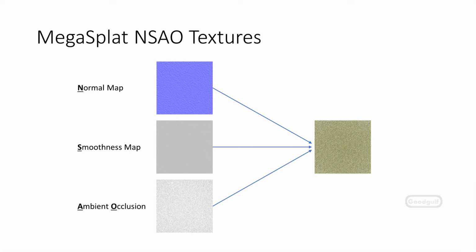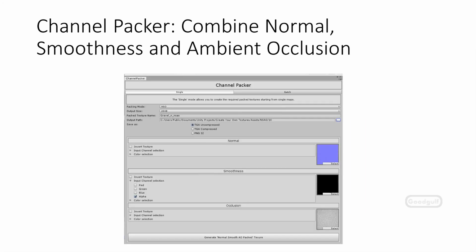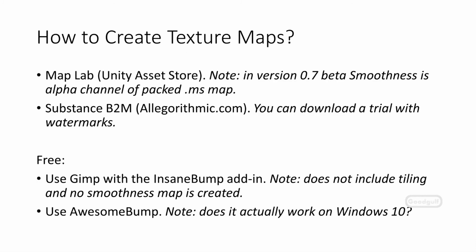Next are the NSAO textures. We will include 2 channels from the normal map, 1 channel from the smoothness map and 1 channel from the ambient occlusion map into a single texture. Again, these are the settings to use in Channel Packer when you're using MATLAB 0.7. So I'm using MATLAB 0.7 beta, but this isn't the only available method.